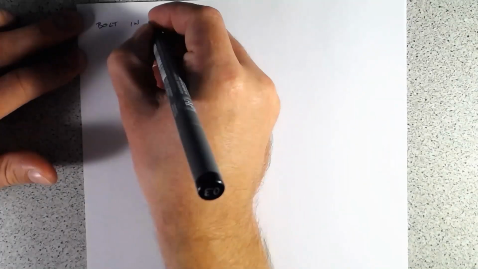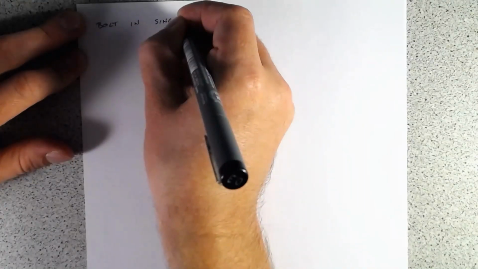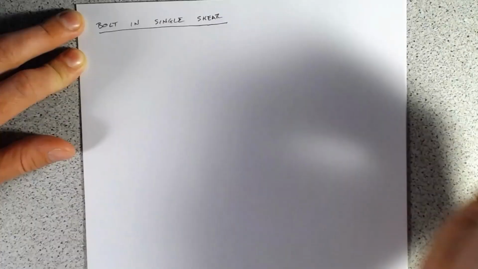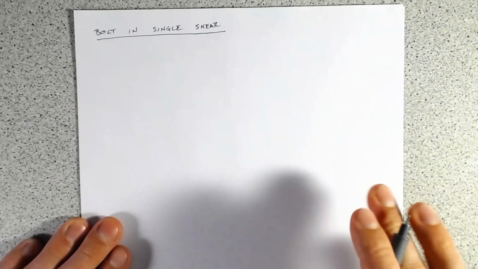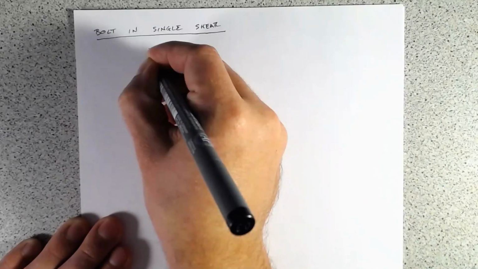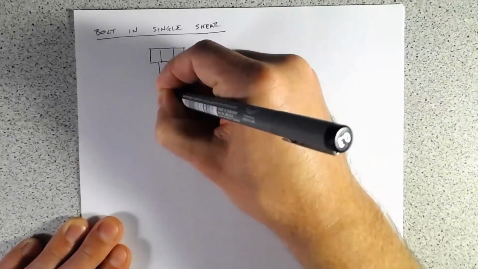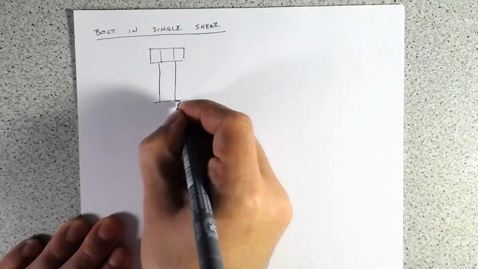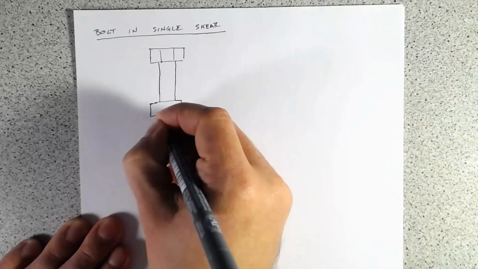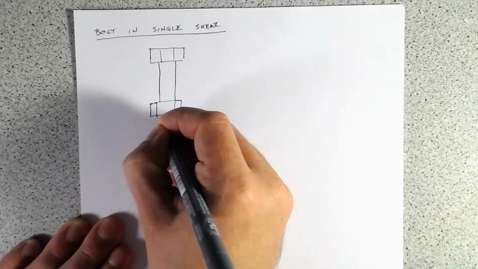Bolts in, we're going to call it single shear. So in single shear, what we have is our bolt here. It's got the hex head, and then it's got the bolt shaft, and then we'll assume that the root, so the area which necks down where the threads are, is all sitting within the nut, just for this example.